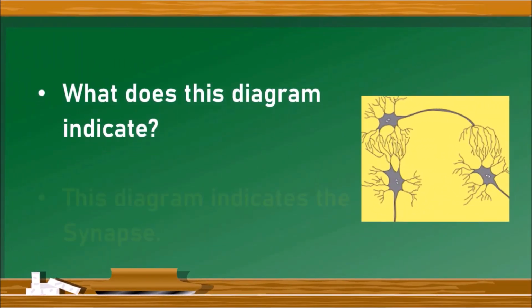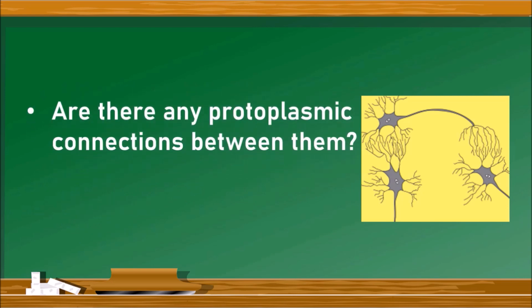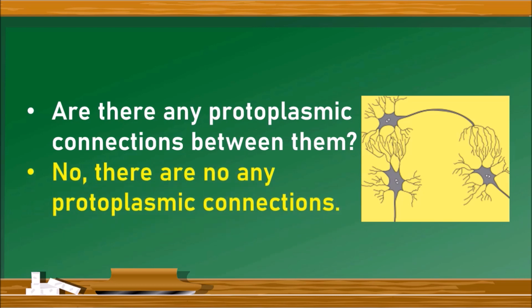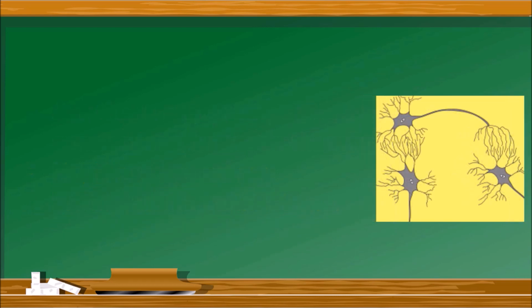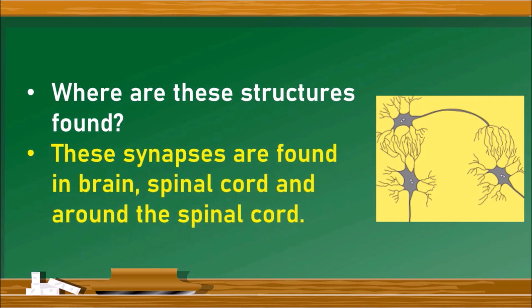This diagram indicates synapse. Next one, are there any protoplasmic connections between them? No, there are no protoplasmic connections in between the neurons. Next one, where are these structures found? These synapses are found in brain, spinal cord and around the spinal cord.